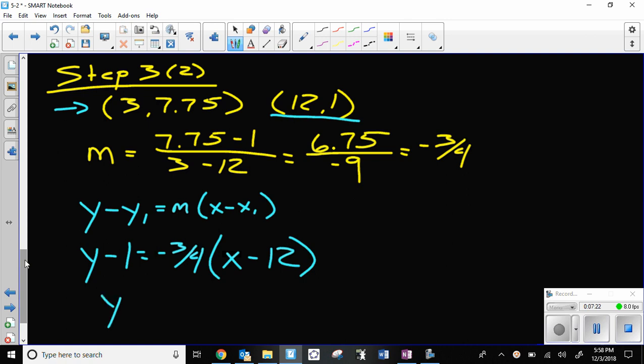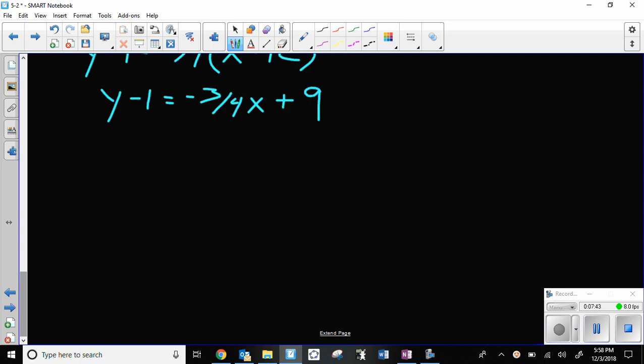Simplify, y minus 1 equals negative 3/4 x, and when I multiply that in, 12 divided by 4 is going to give me 3, times the 3 is going to give me 9. And then I'm going to add my 1 over. So my last step will give me y equals negative 3/4 x plus 10. I'm going to star that one as well.